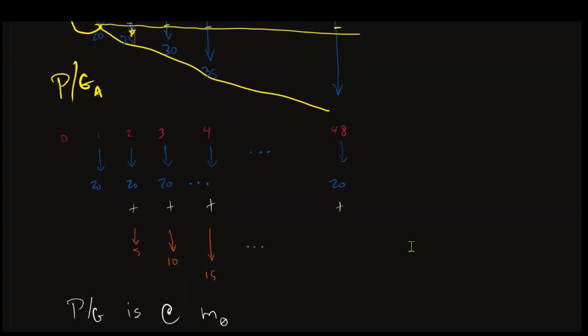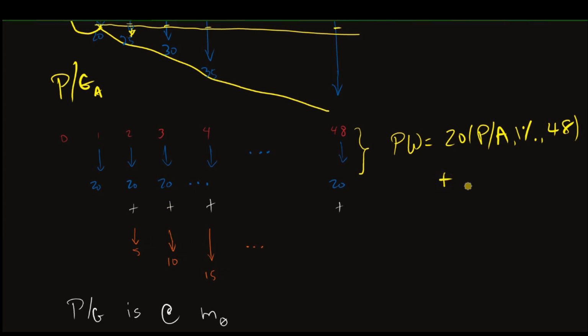So now let's solve for those two different components in order to find the present worth. First is the annuity, the annual worth if this were annual, but we're dealing with months here. So present worth is 20 P given A, 1%, because that's our interest rate, for 48 periods. And then the second one is the gradient, and now we're going to be increasing by 5 every time. So it's going to be plus 5 P given G, 1% for 48 periods.